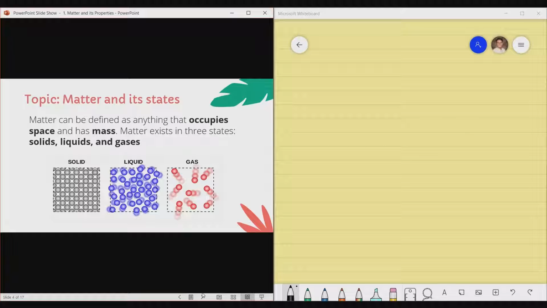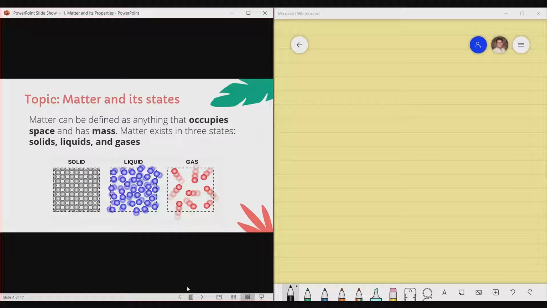Now, in terms of states, we all know from our primary studies in grade school that matter can be defined as anything that occupies space and has mass. So, ganito po yan. Ganito lang kasimple. As long as nag-occupy ng space at mayroong mass, matter po ang maitatawag natin doon. Matter exists in three states. We have solids, liquids, and gases.